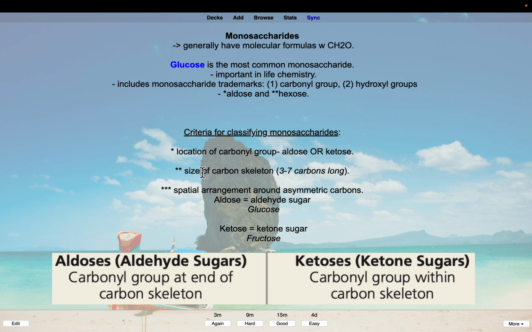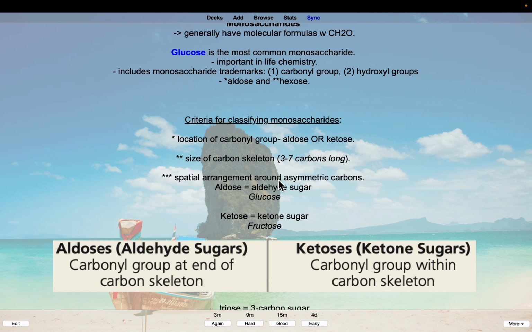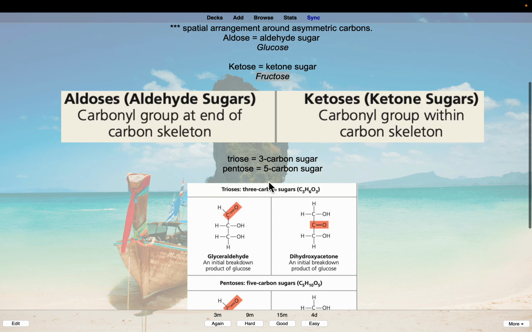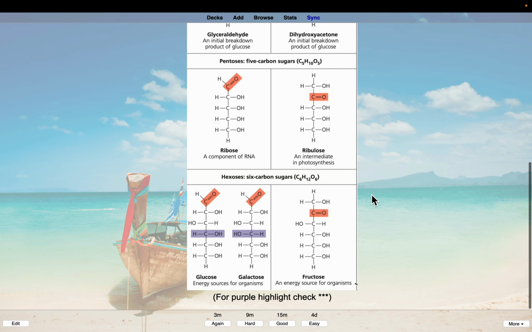Okay, second criterion, the size of the carbon skeleton. Usually it's 3 to 7 carbons long. And number 3, the spatial arrangement around asymmetric carbons. So for aldose, aldehyde sugar, an example is glucose. For ketone sugars, one example is fructose. Where do we see that here? Okay.